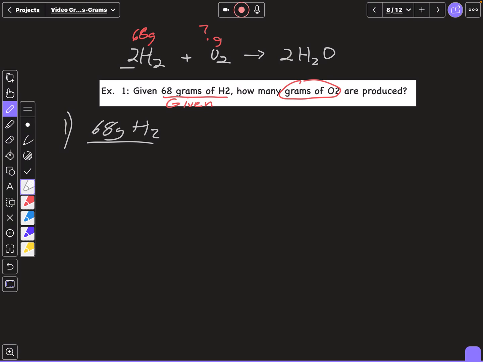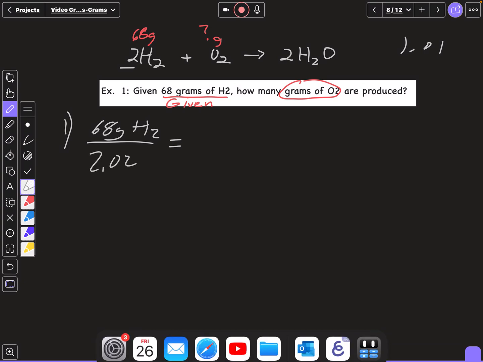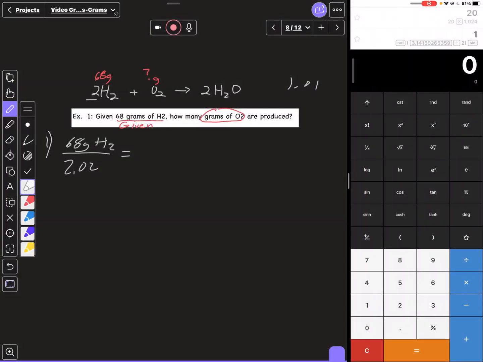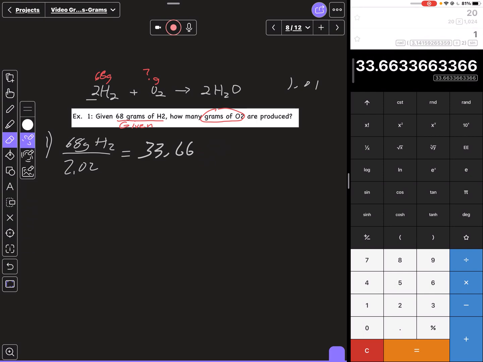Now H is 1.01, so I have 2 atoms of it, so the molar mass is going to be 2.02. And I need to round everything to 2 decimal places. I'm going to bring in my calculator. I have 68 divided by 2.02. It's going to give me 33.66. Now I'm in moles of H2. So all I did the first step is convert grams to moles, something we've been doing for over a month.